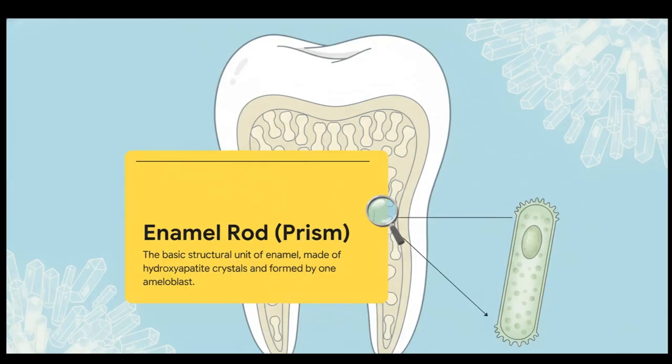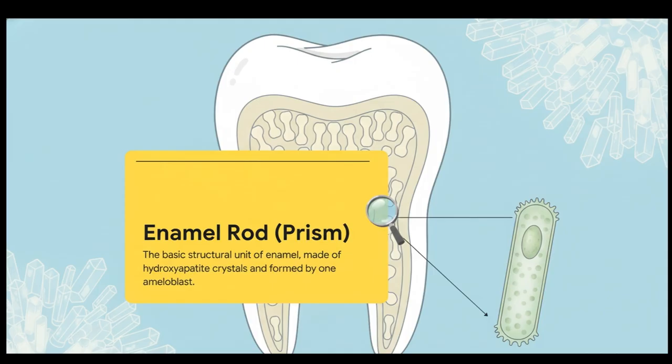So the most basic unit here is something called the enamel rod, or a prism. I want you to picture millions and millions of these super tiny rods all packed together, running from deep inside the enamel right up to the surface. Each one is just a tight bundle of these things called hydroxyapatite crystals, which, by the way, is the same mineral that makes up bone.